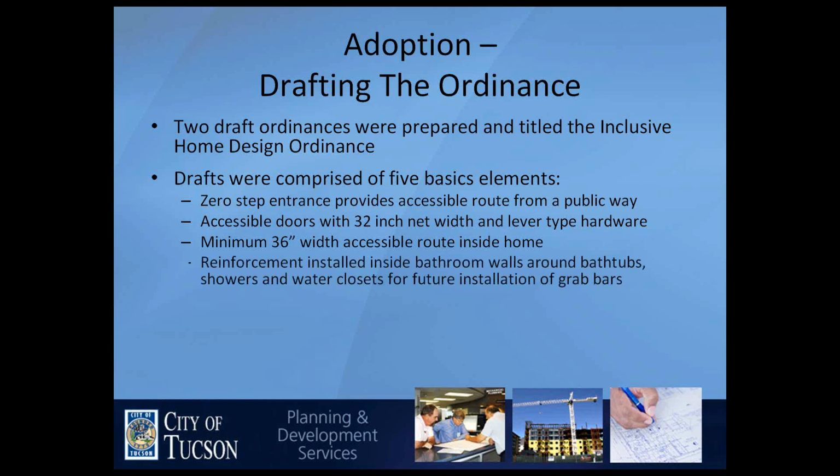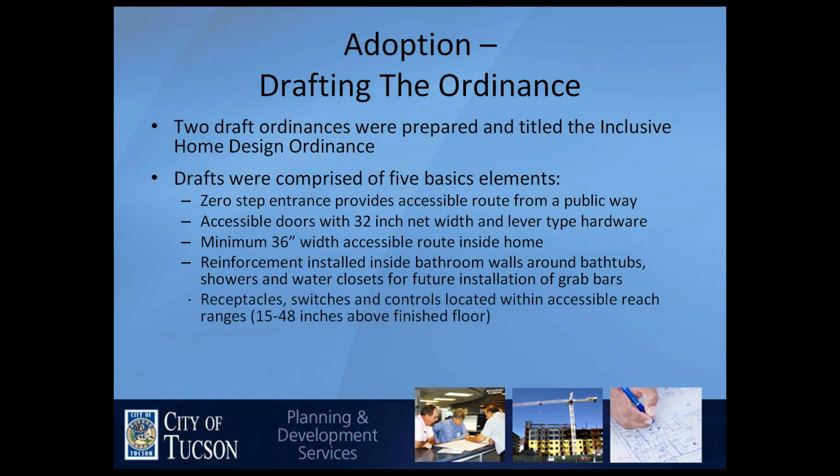And then the fourth item was reinforcing in the bathrooms so that future grab bars could be installed and the reinforcement would already be there. This item tends to be the most labor intensive, but fortunately it doesn't require that grab bars are actually installed. We just need the blocking so that a homeowner at a future date could make it more accessible. And then we do require that receptacles, controls, switches, and so forth are within acceptable reach ranges so that someone in a wheelchair could reach all of them.